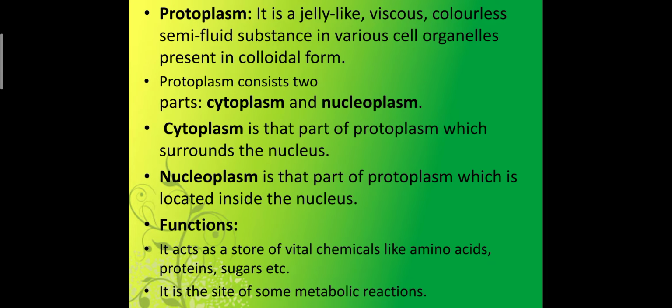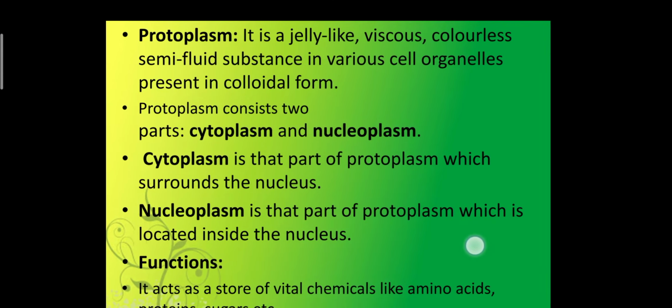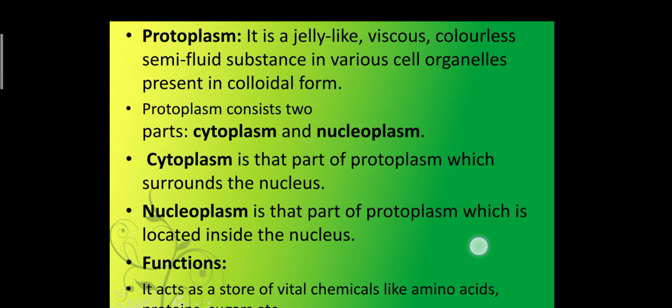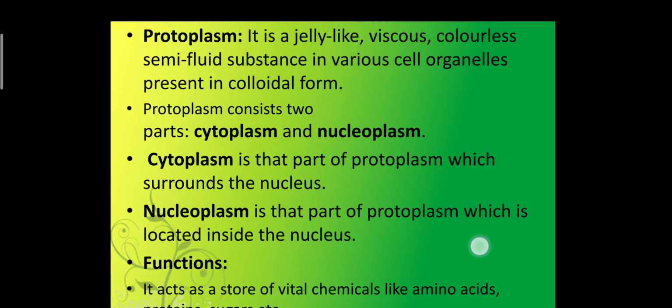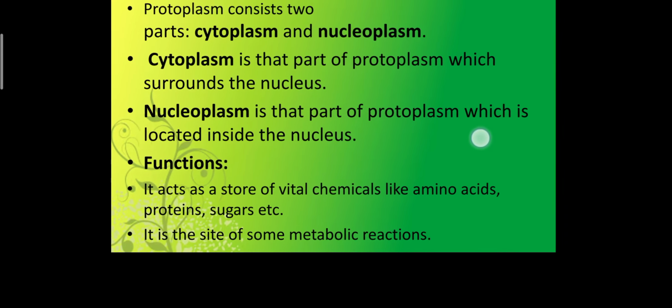Coming to protoplasm. Now basically protoplasm is a combination of cytoplasm and nucleoplasm. That means the part which surrounds the cell is known as cytoplasm, and the liquid part which surrounds the nucleus is known as nucleoplasm. The combination of these two is known as protoplasm, which is a jelly-like substance, viscous, colorless semi-fluid, which has various cell organelles present in it.